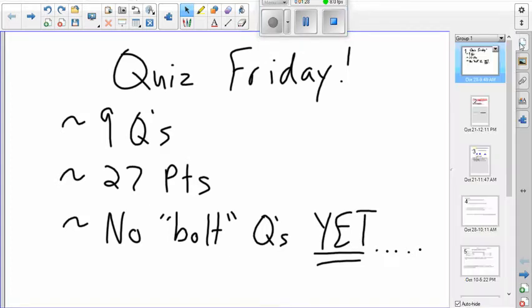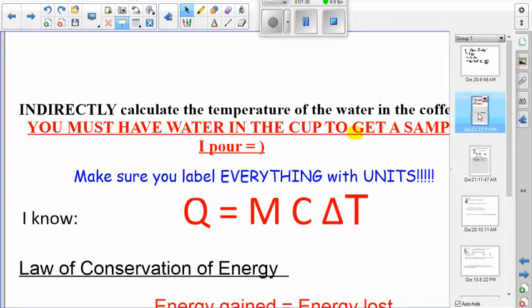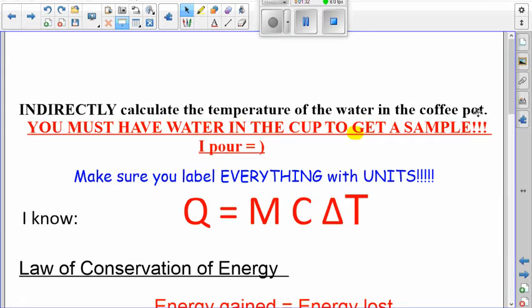Now, you don't need to write this down here, but today we are going to be going over how to find the temperature of a coffee pot indirectly. So there's a bunch of water in this coffee pot. You will find the temperature of this coffee pot without ever putting a thermometer in there. Okay. We're going to use our Q equals MC delta T. We're going to manipulate some variables. We're going to find a way.